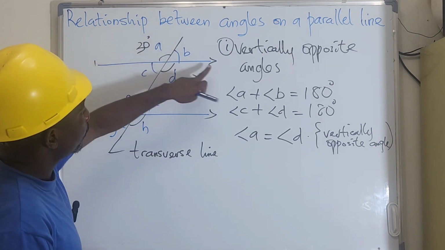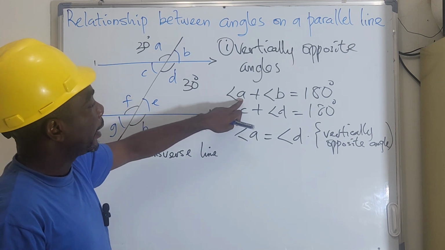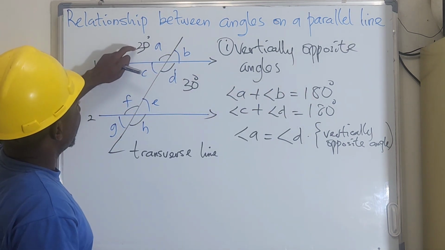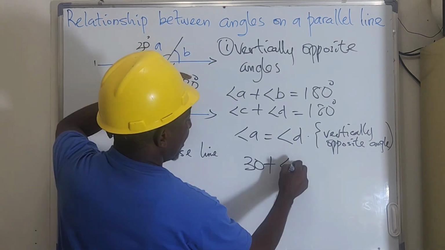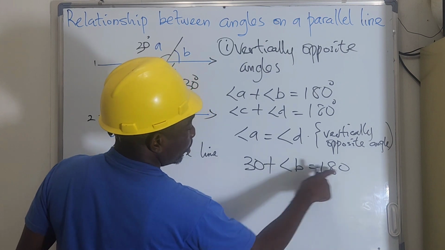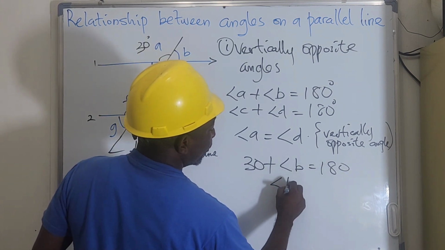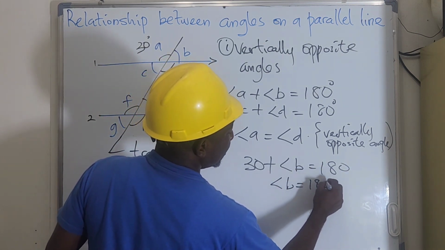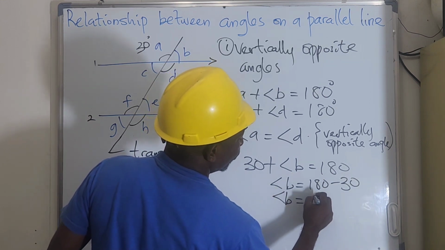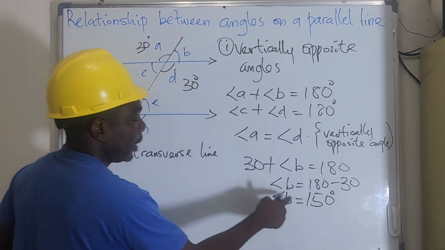We've mentioned that when we add angle A and angle B, it will give us 180. So if we add 30 plus angle B, it will give us 180. So 30 will be transposed to the other side, and we'll have angle B equals 180 minus 30. So our angle B will be equal to 150 degrees.